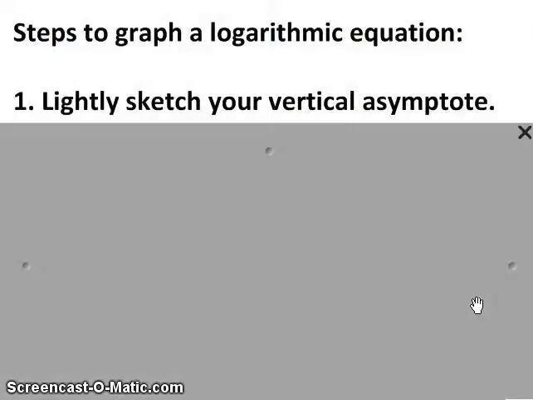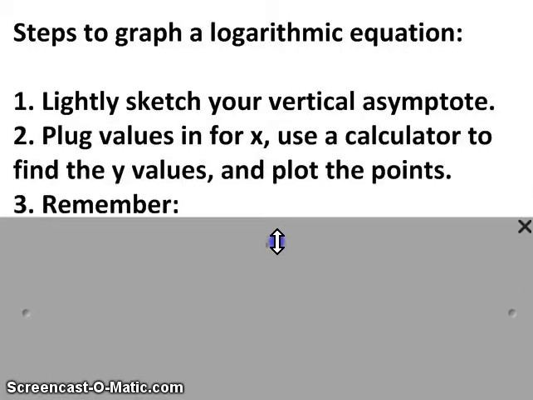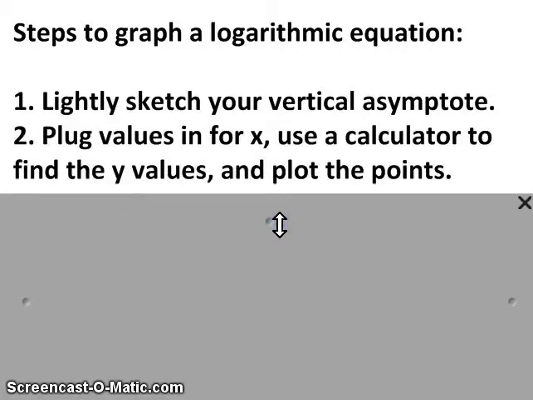Okay, so now let's talk about the steps, and I will show you how to apply these steps in a couple of examples in a second, but there are basically 3 steps to graph a log. Number 1, lightly sketch that vertical asymptote. Number 2, plug some values in for x, use a calculator to figure out what the y results are going to be, and then plot the points. So you're making a table, just like we did before when we talked about graphing exponentials.